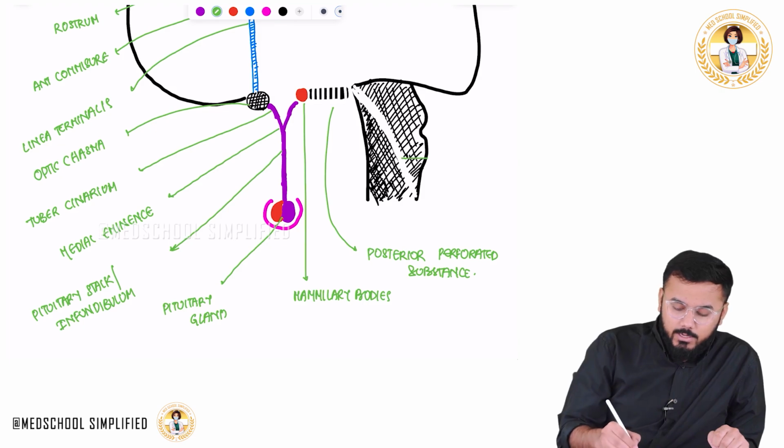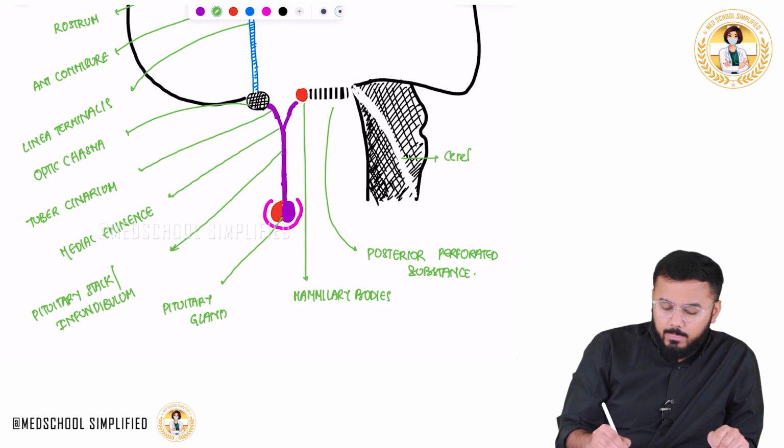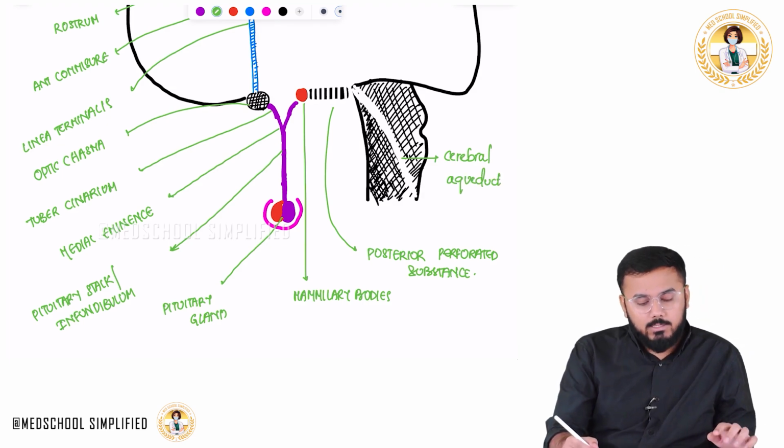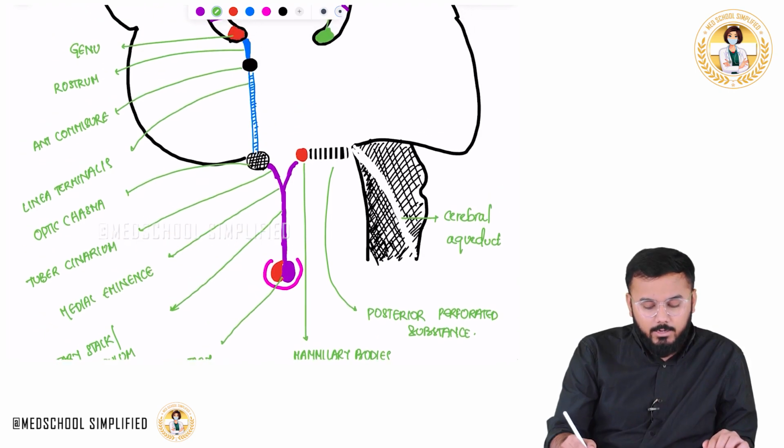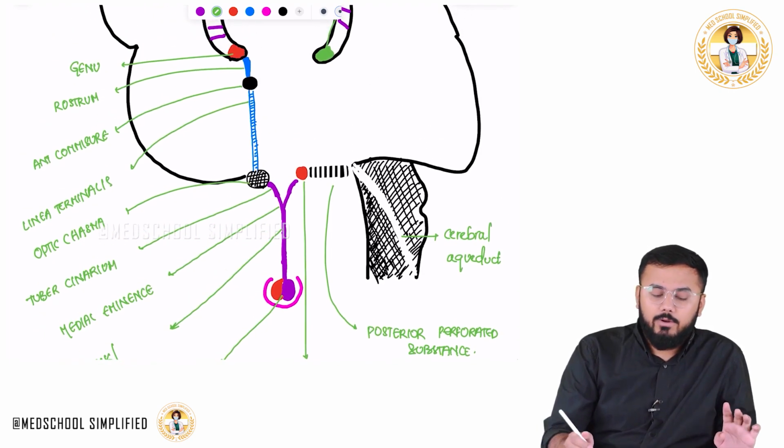So this gap over here is called the cerebral aqueduct. So we have got something called the cerebral aqueduct, right? So these are the structures which you have to know.